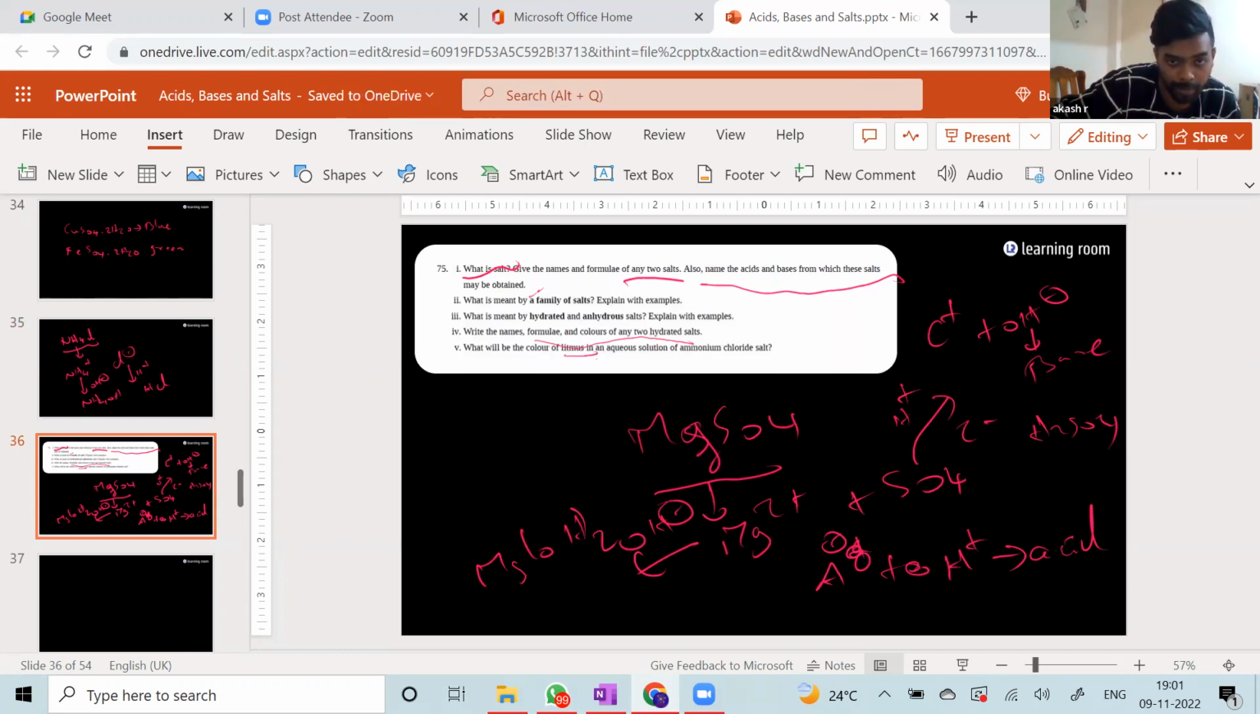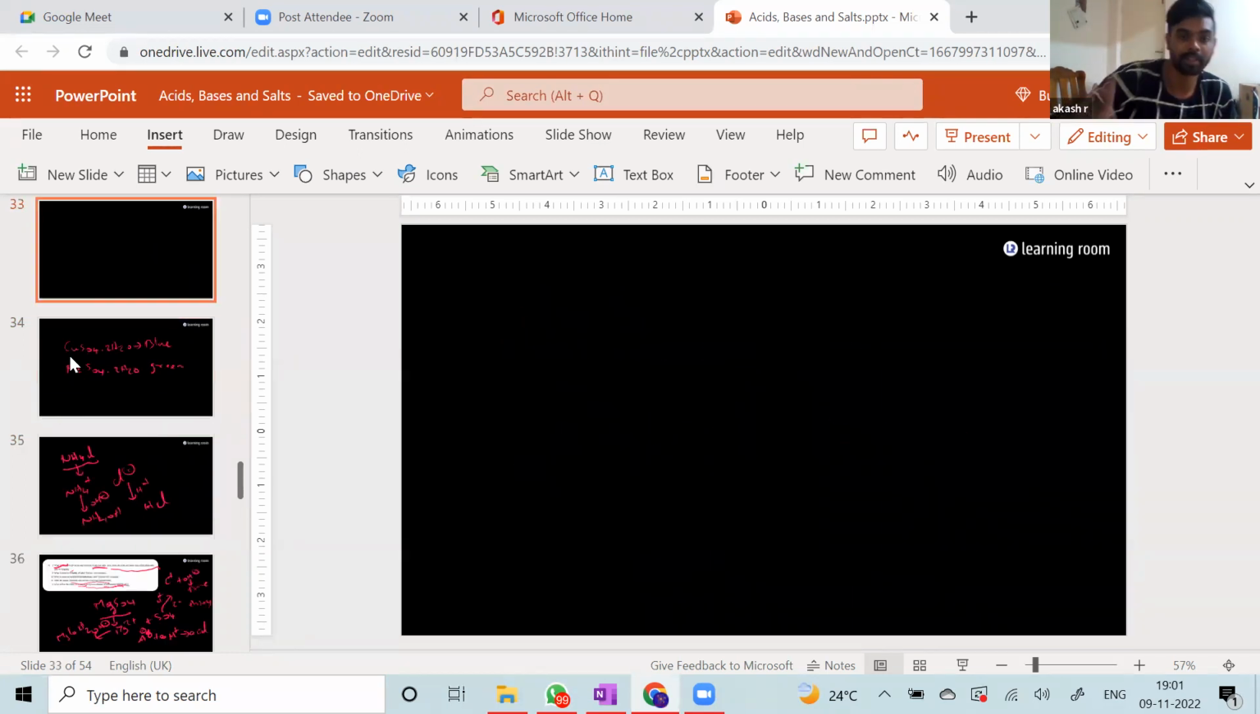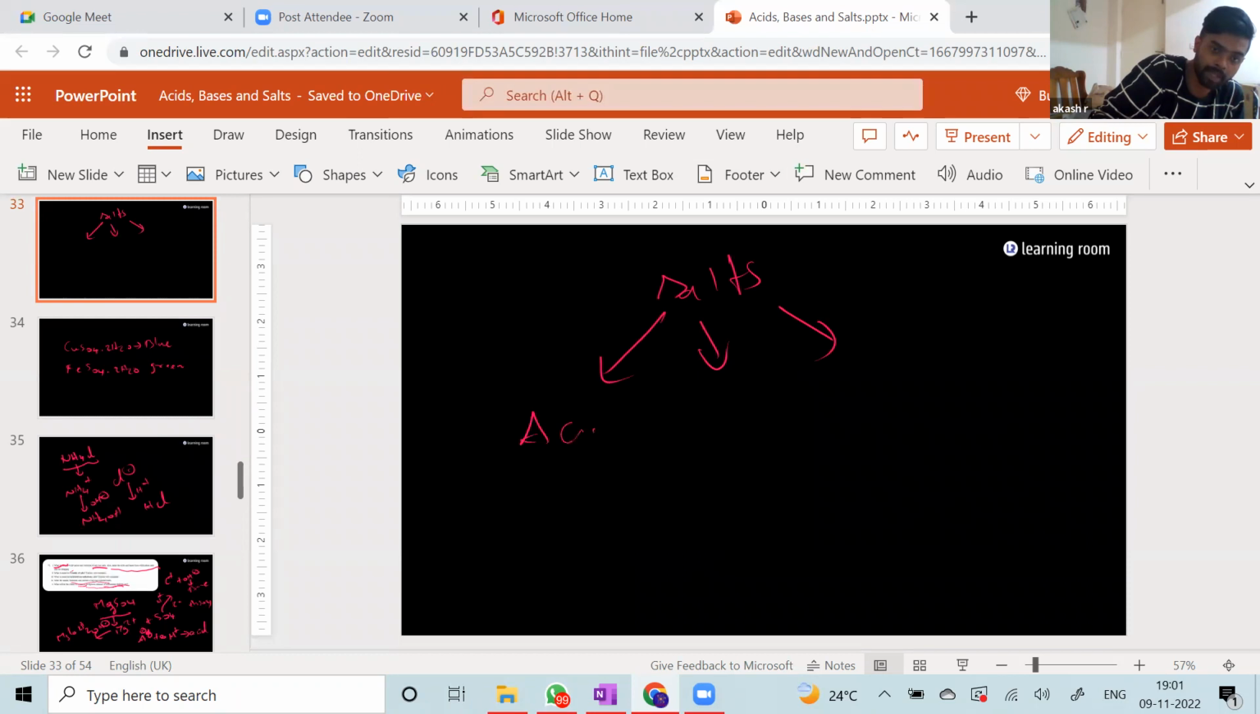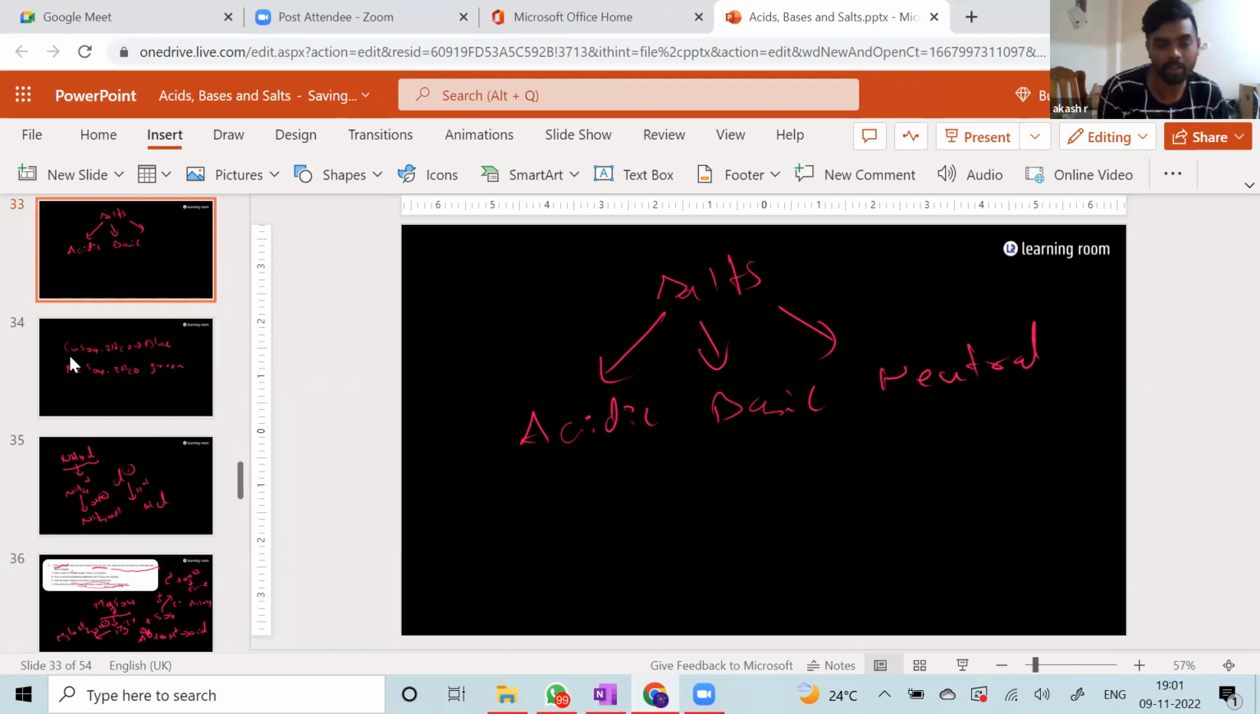What will be the color of litmus in the aqueous solution of ammonium chloride salt? Now guys, this is a very interesting question, right? When you have salts, they can be generally of three types: either acidic salts, or basic salts, or neutral salts. Now how do you decide whether a salt is going to be acidic, basic or neutral? It is going to depend upon what kind of acid and what kind of base you have used, right?